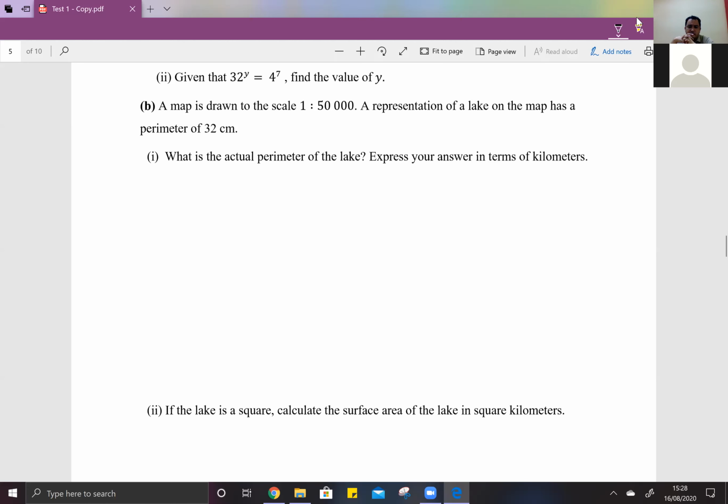So how do you write this? Using the scale, that is 1 centimeter. Oh, no, you don't have to write this. Can you just write 1 centimeter? In this case, how do we solve this? 1 centimeter, arrowhead, 50,000 centimeters, right?